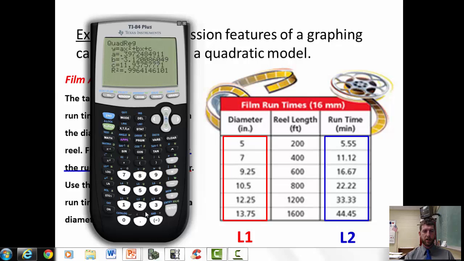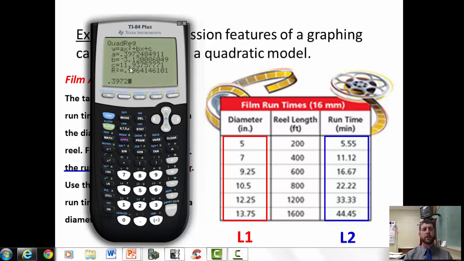So A is 0.39. Just take it to, I don't know, 4 decimal places. Don't round it too far. I don't want to do like 0.4 and 3.1 and 11.9, because the more you round it, the further off you get. Notice how your run times here are already 2 decimal places. I like to go 4 decimal places, just because it's going to be more accurate for us.